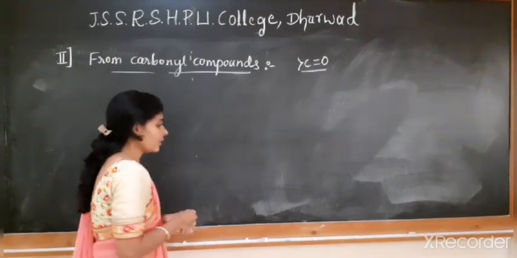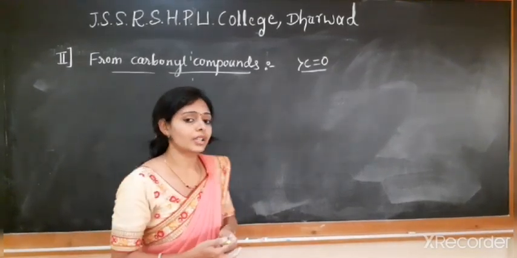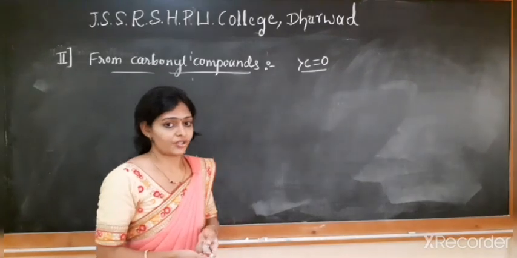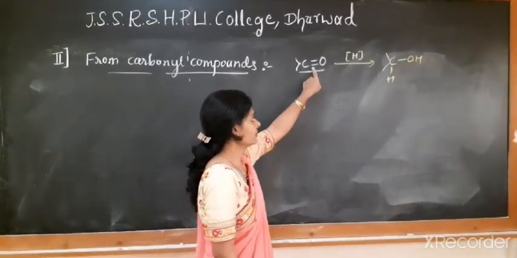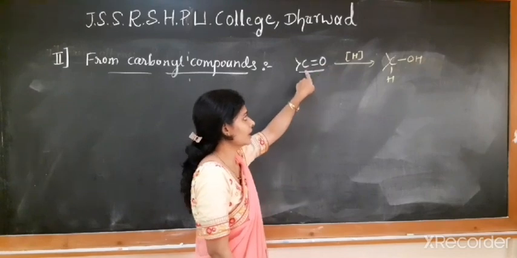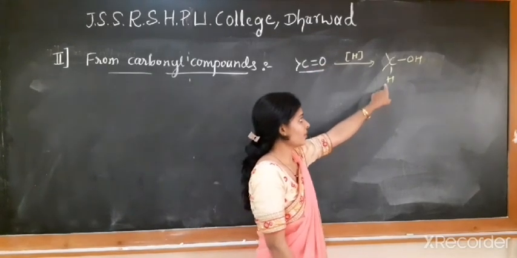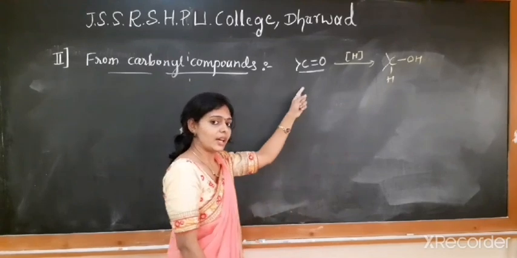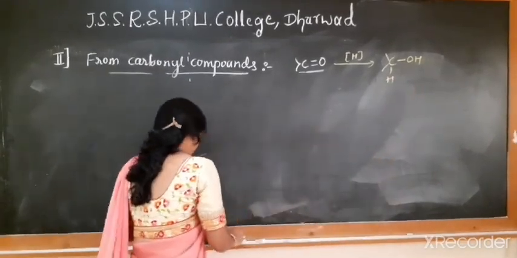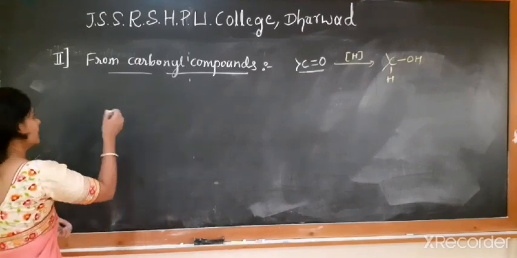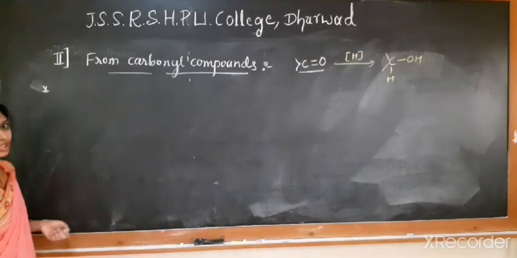So here how we get alcohol from carbonyl compounds is by reduction. The addition of H2 takes place. So here H2 is added, one H goes here, another H goes here. So there is a formation of alcohol. Carbonyl compounds on reduction gives alcohols. So I'll take an example now. First we'll consider what happens with aldehydes and ketones.